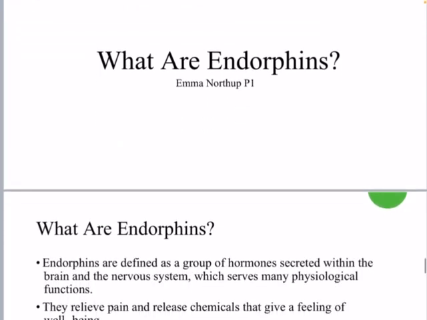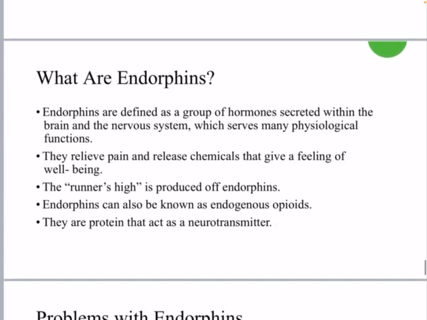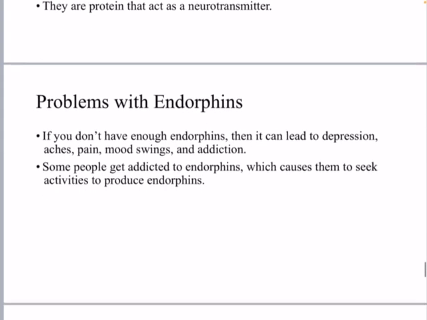What are endorphins? Endorphins are defined as a group of hormones secreted within the brain and the nervous system which serve many physiological functions. They relieve pain and release chemicals that give a feeling of well-being. The runner's high is produced by endorphins. Endorphins can also be known as endogenous opioids, and they are a protein that acts as a neurotransmitter.